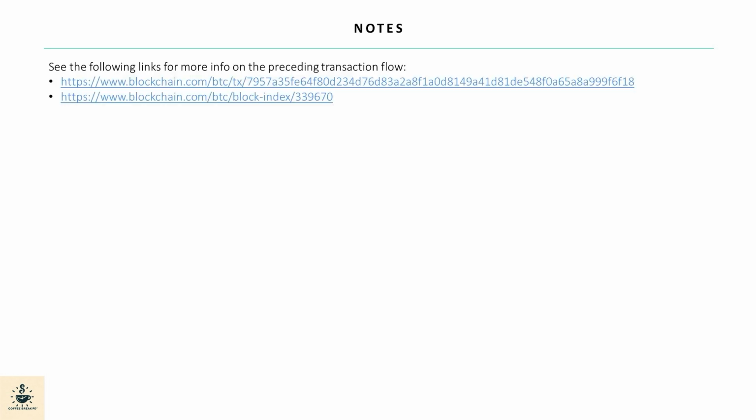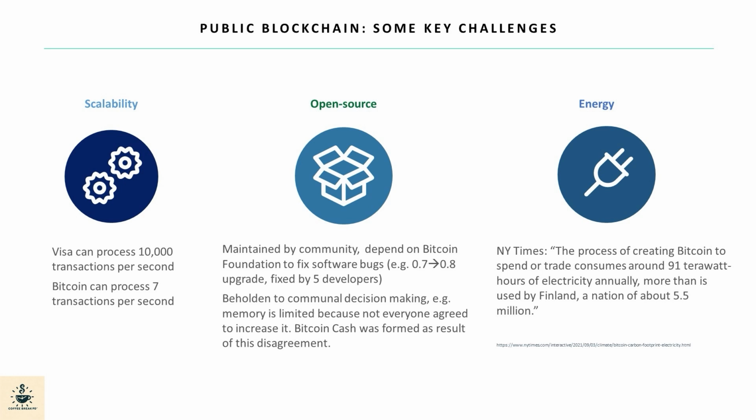Here are the references for the flow as it relates to block. Before we close out, let's examine 3 key challenges facing the Bitcoin blockchains. First is scalability. Visa, for example, can handle 10,000 transactions per second, while Bitcoin manages just 7.